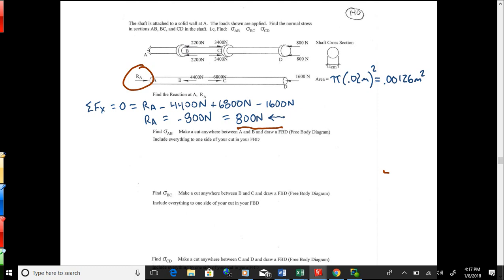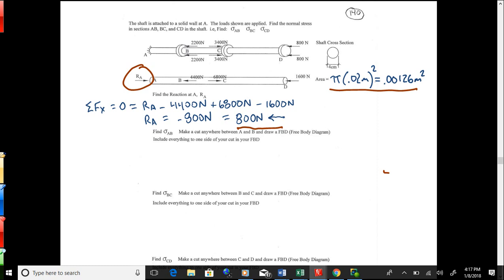Now I'm doing stress here. I'm going to take force over area. So I want the cross-sectional area of the shaft. That's pi r squared. I've got a 4-centimeter diameter. That's a 2-centimeter radius. So that's pi times 0.02 meters, 2 centimeters is 0.02 meters, squared. When I'm doing metric, I keep everything in newtons and meters, and then I convert to giga and mega and all that stuff when I'm done. So that's how I handle it.